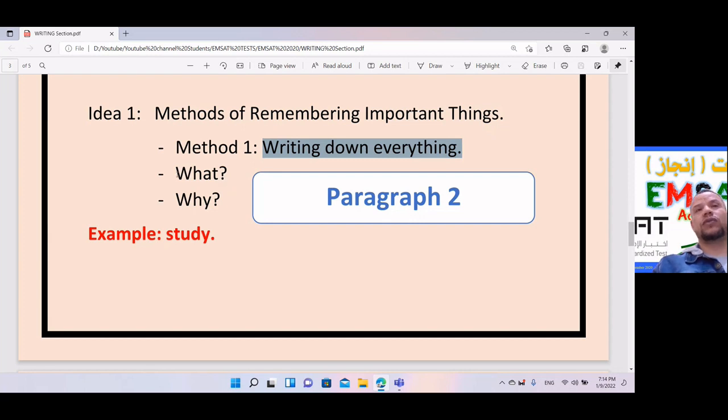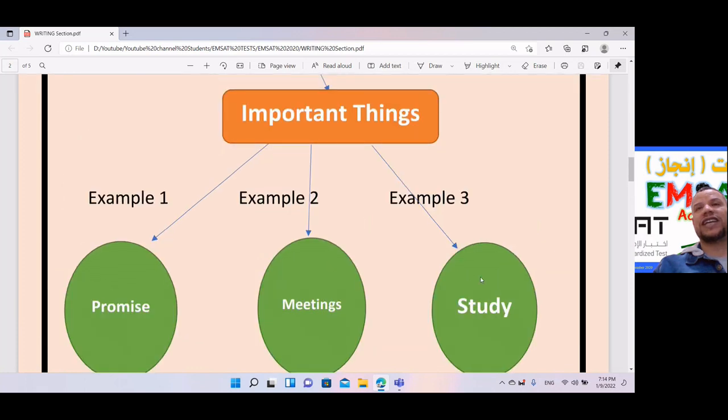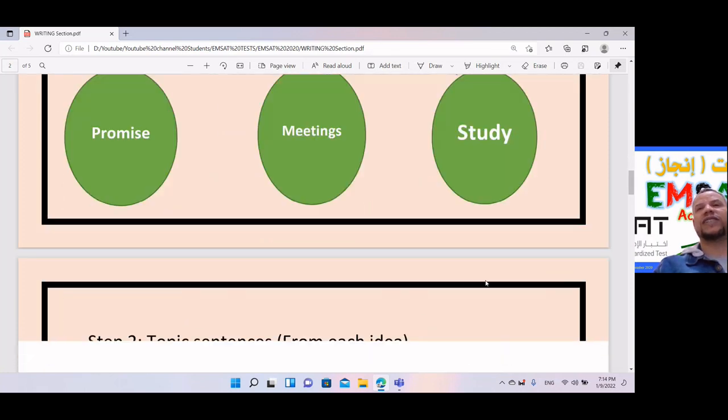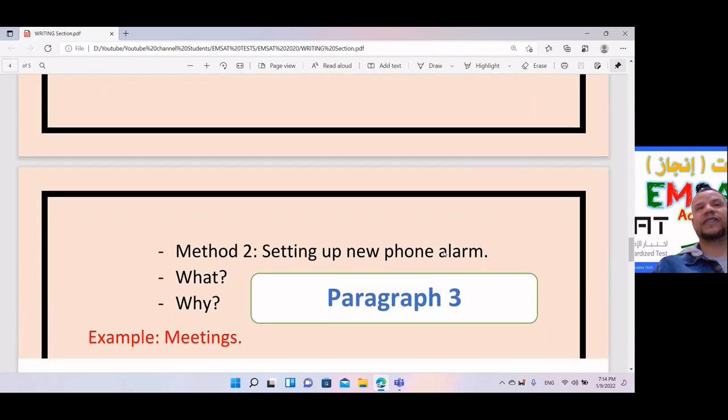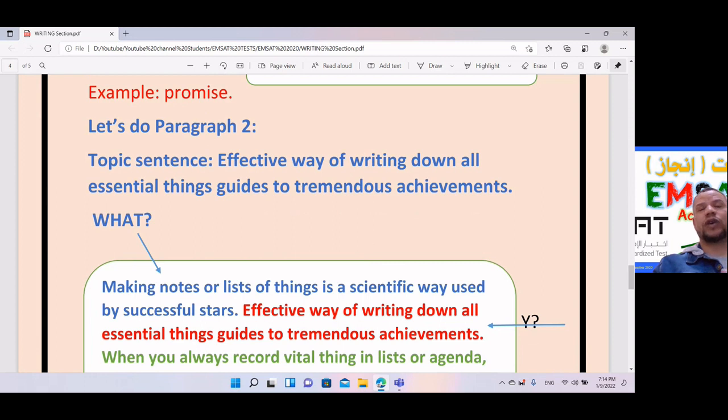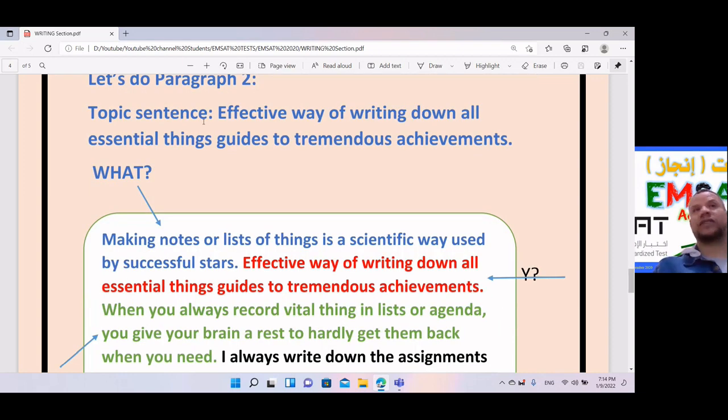Okay, what will you do? The golden rule is about answering the 2 questions, what and why. So the definition of writing down everything, and why we have to write down everything, with examples. What about the example related to writing down? Study. One of the examples is study. So I mentioned way 1 with example 3, I mean study. Let's do that. Paragraph 1 will be after the introduction, I mean. Let's do paragraph 2 after the introduction. The topic sentence is about writing down. Effective way of writing down, subject. All things or all essential things. A long subject, then a verb, then an object.